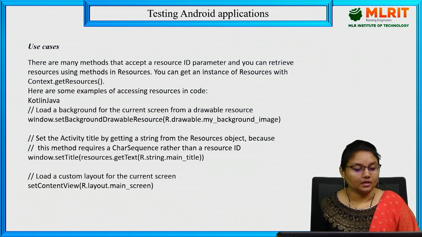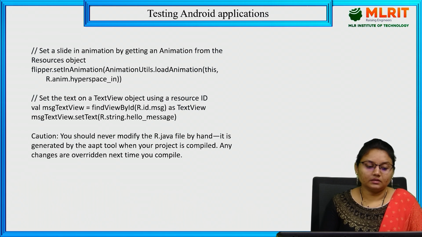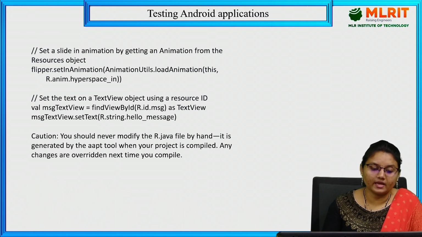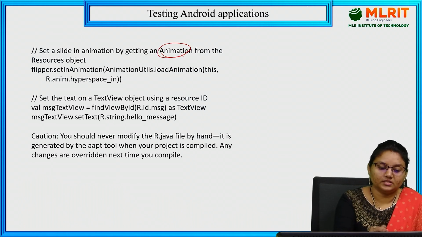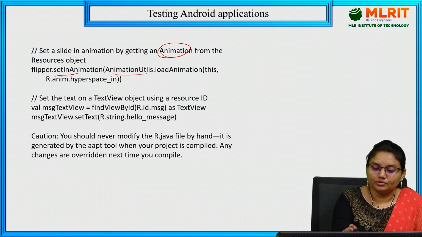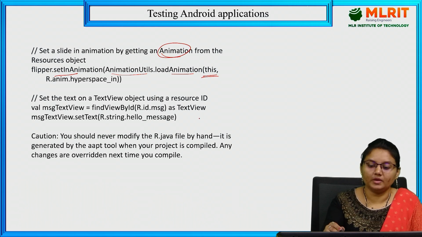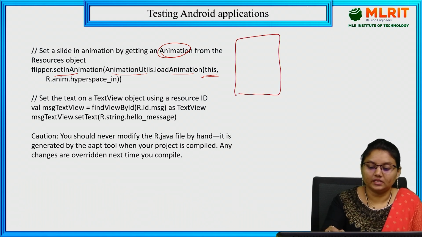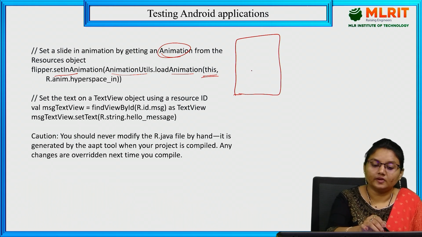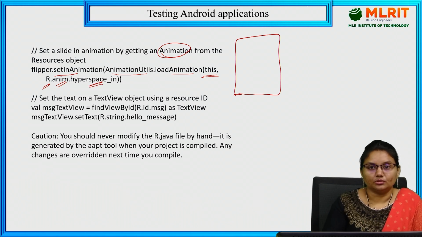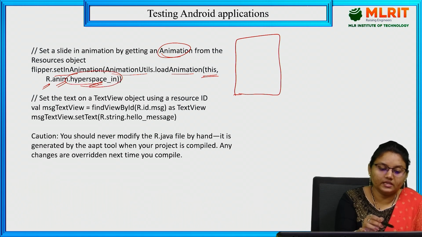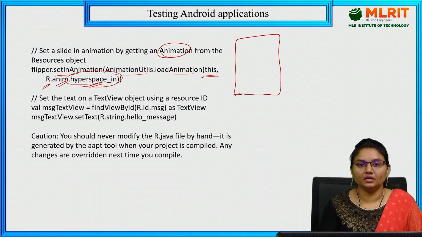This is the syntax. And these are other examples, like setting a slide-in animation by getting the animation from the resource object. If you want to extract the animation, you use flipper.setAnimation with AnimationUtils.loadAnimation. This means in this activity, this animation should be applied. Whatever the current screen that is open in this activity, your animation should be applied. R.anim.hyperspace_in is the name of the animation you are setting for the current activity.